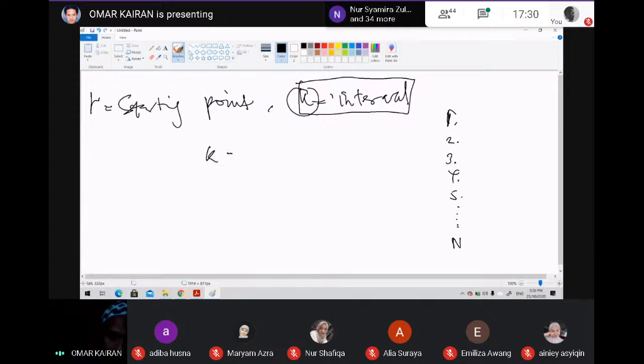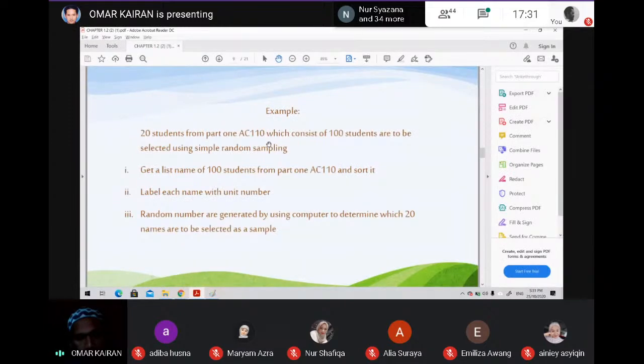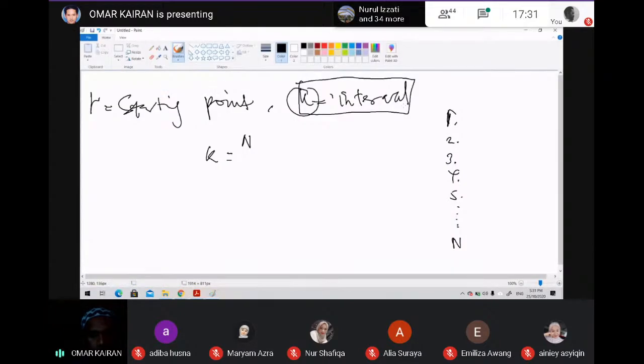For K, we must get the size of our population. Okay, how big is our population? For example, 100. We have 100, and we want to select only 20. So the big N is 100, divided by the number of samples that we are going to select. So 20. So it becomes how many? 5. Right? So our K is 5.